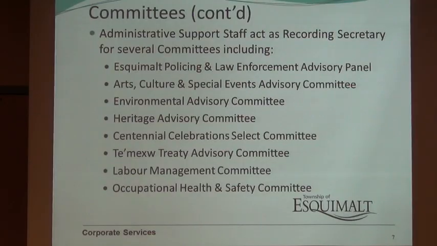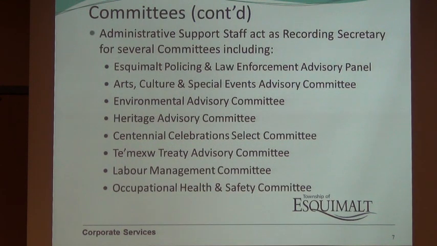So in addition to the staff liaison, there is also, on the next slide, administrative support staff that have been assigned to numerous committees to act as recording secretary. And the list is there. You can see quite a few existing committees. So each one of these committees would really have two staff allocated.